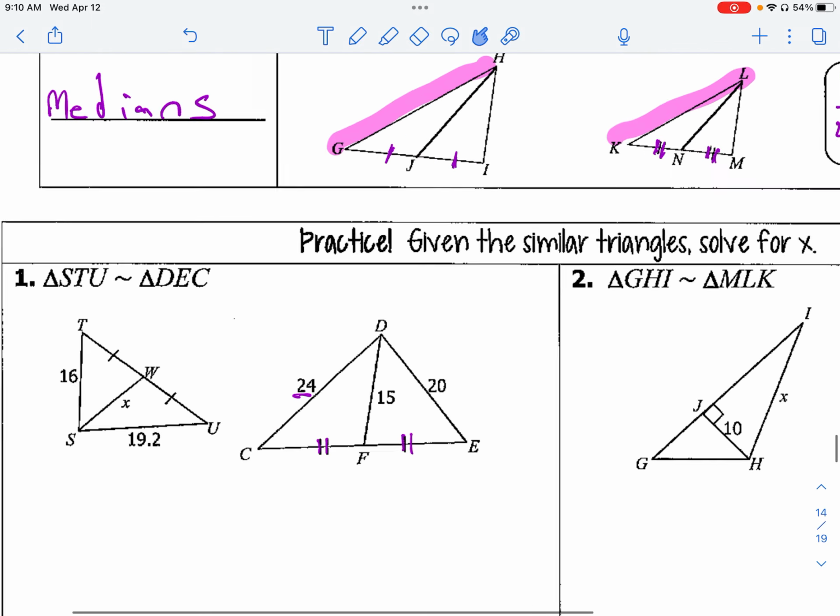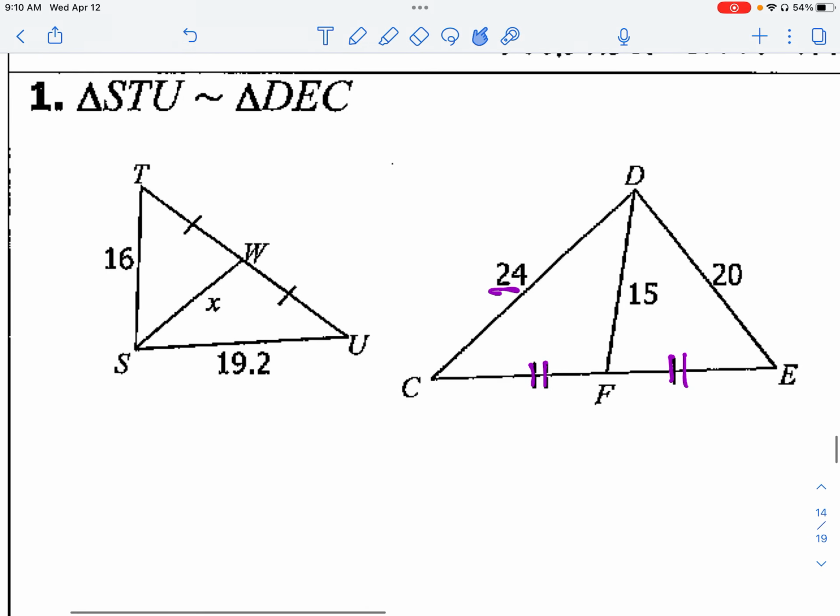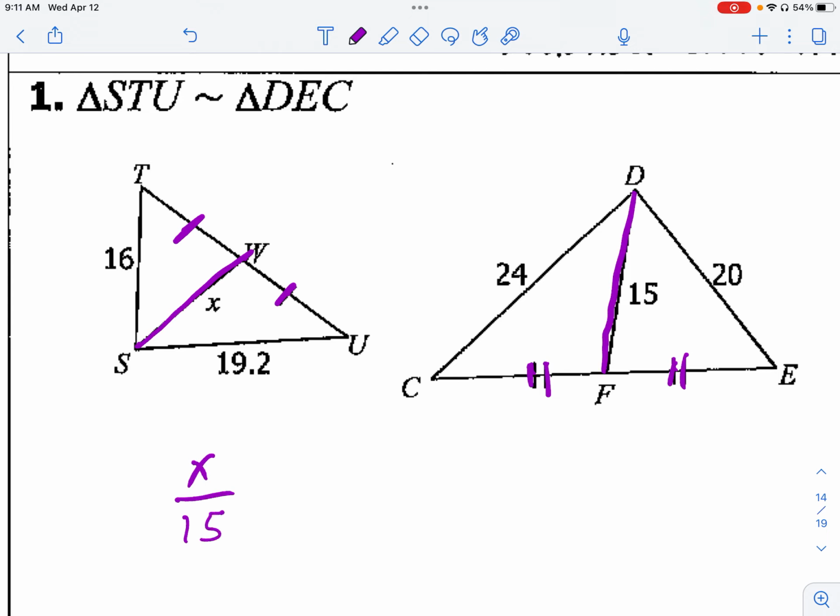Given similar triangles, solve for x. So that's what we're doing here. All right, so here it splits them off. So we got medians. We know medians are proportional. Our first median here is SW, which is x. Our second median is DF, which is 15. And then we just have to pick any side.